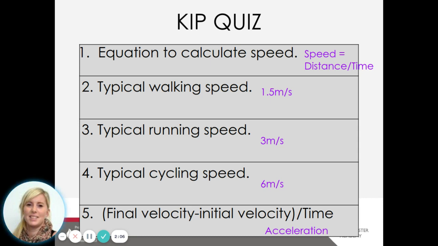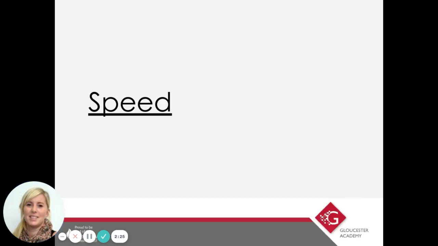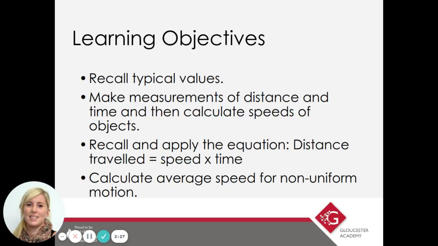And then number 5 then is the equation for acceleration, which we'll be doing this week as well. So you work out your change in velocity, so your final velocity, what it is at the end, minus your initial velocity, so what it is at the beginning. So essentially there you're working out your change, and you divide that by time, and that's how we work out acceleration. So acceleration is speeding up, and we'll come on to that later in the week. So today, our lesson on speed.